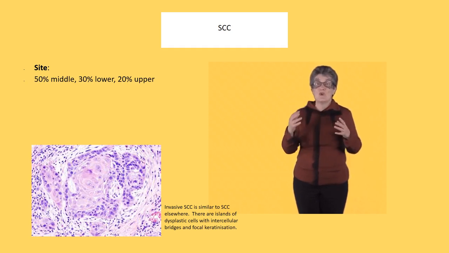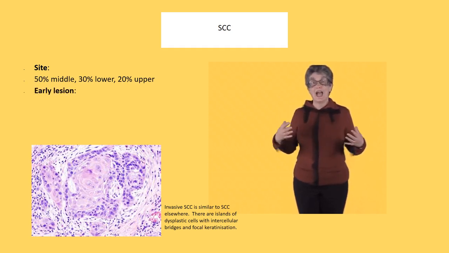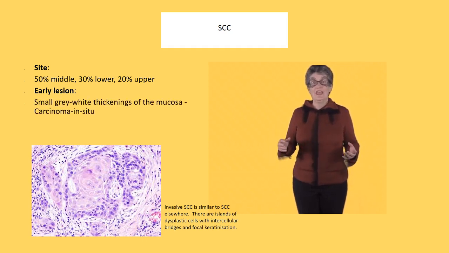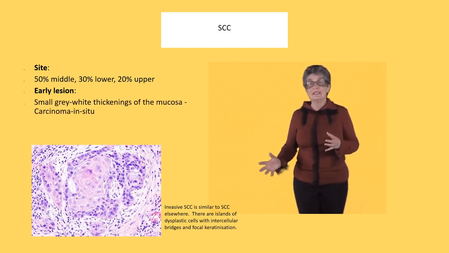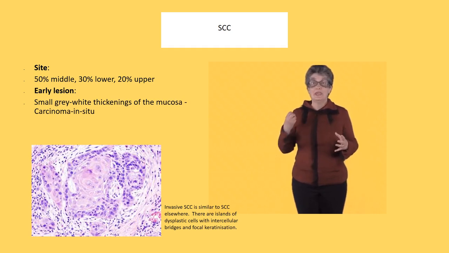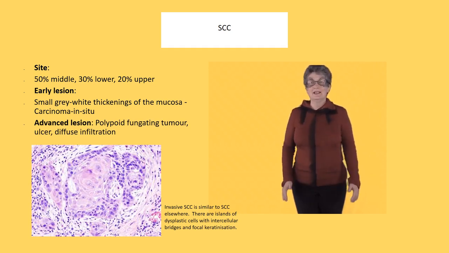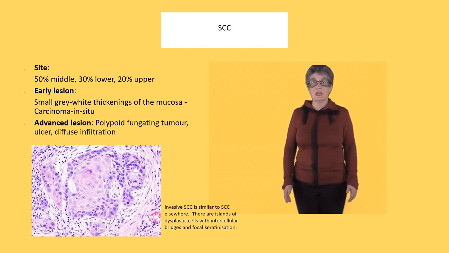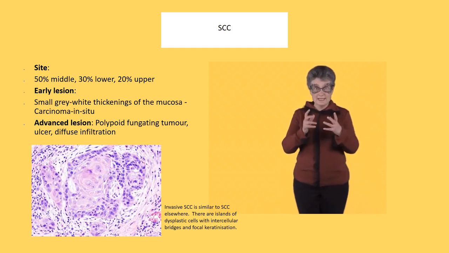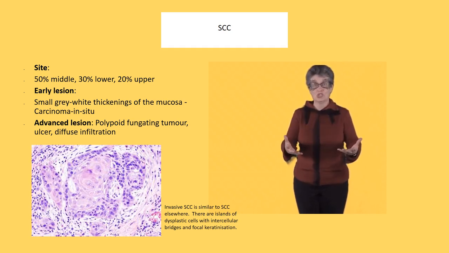It starts as a grey-white thickening of the mucosa, carcinoma in situ, and then it can grow into the underlying mucosa and become invasive squamous cell carcinoma. It can appear polypoid, fungating, an ulcer, or diffuse infiltration. It looks quite similar to squamous cell carcinoma at other sites, with dysplastic cells with intercellular bridges and the production of keratin.